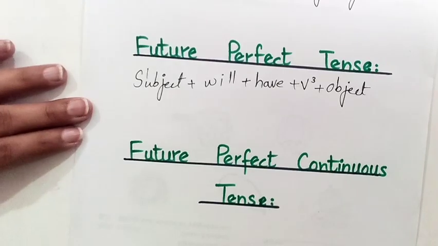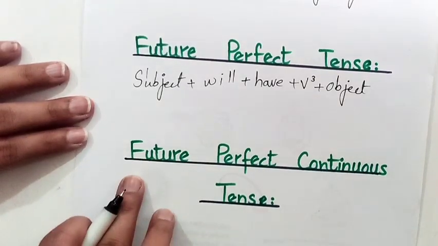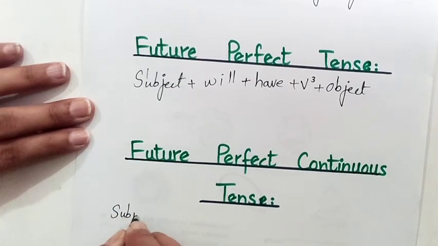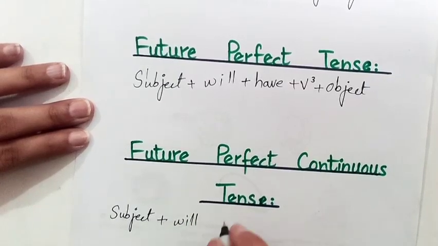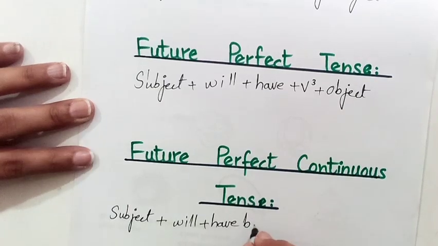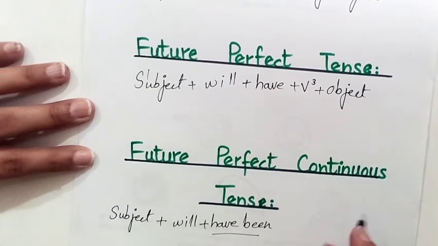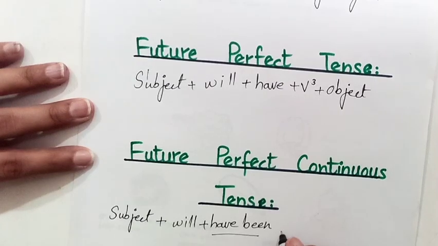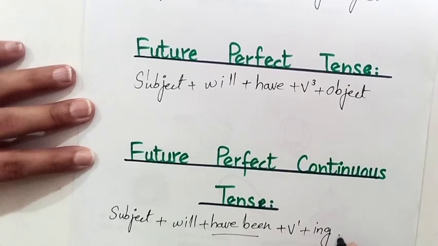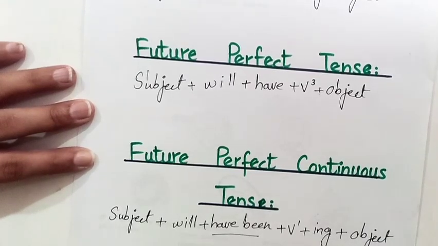And last but not the least, formation of future perfect continuous tense, that is subject plus will plus have been. Have been is compulsory and fixed. Plus V1 plus ing plus object and plus time.